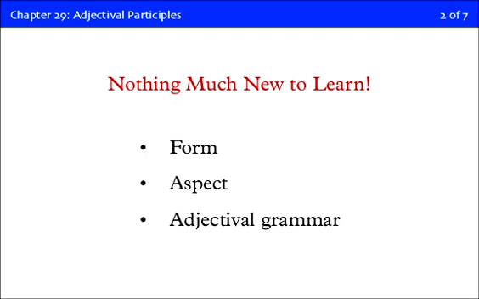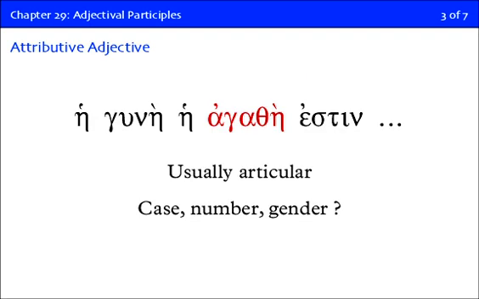And actually, if you're up on your adjectival grammar, and you should be, you're going to see that adjectival participles are just like adjectives. Well, almost just like adjectives. So a little bit of grammar, but no new forms. So let's review a couple of things on adjectival grammar. What's the definition of an attributive adjective? An attributive adjective is an adjective that is giving an attribute to a noun. It's attributing something about it.